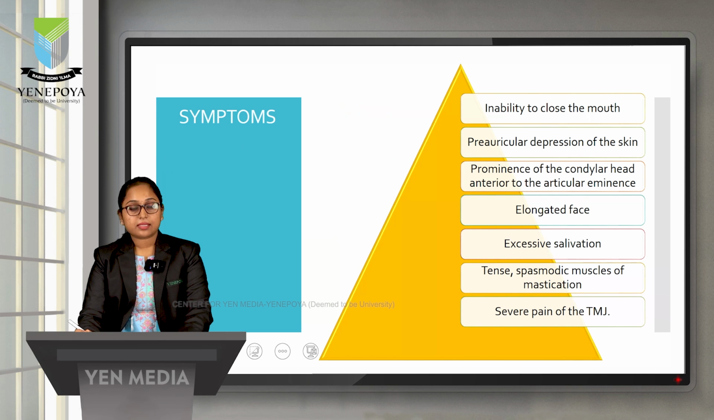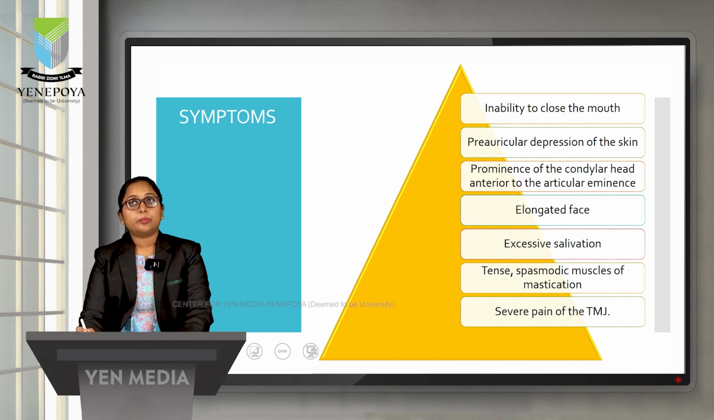Now, there are certain symptoms which help you to diagnose whether the patient has a dislocation or not. First and foremost is the inability of the patient to close the mouth. It varies according to whether it is unilateral or bilateral. Both conditions will have inability to close the mouth, whereas in unilateral dislocation, there is a tendency that the mandible shifts to the opposite side.